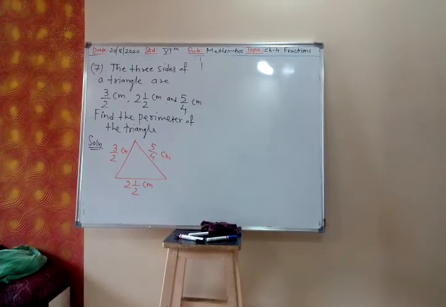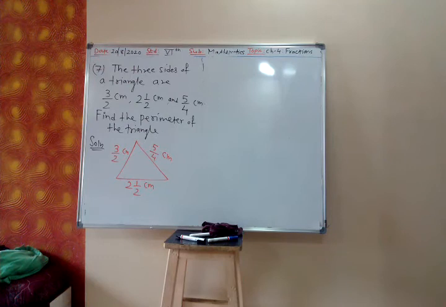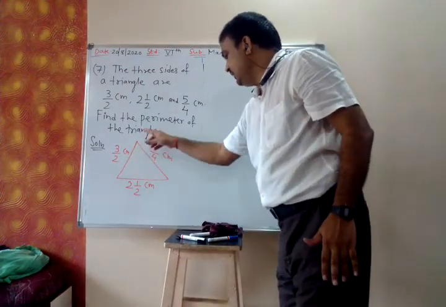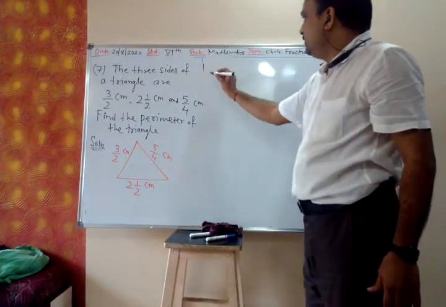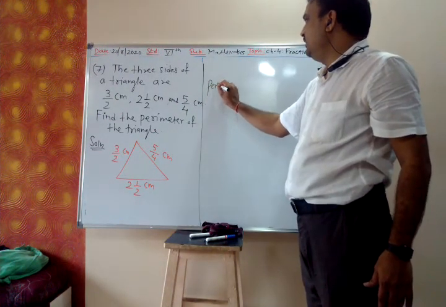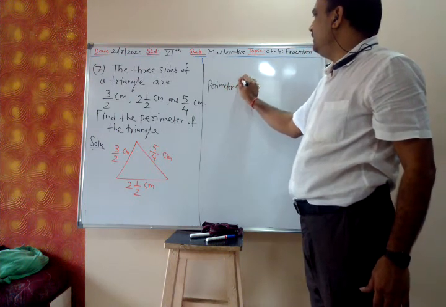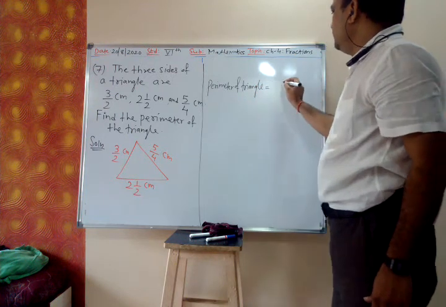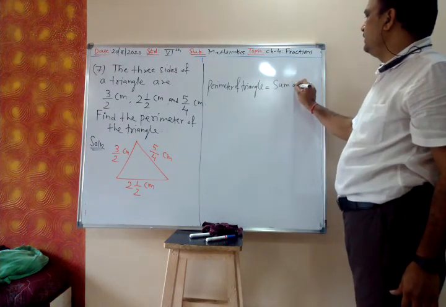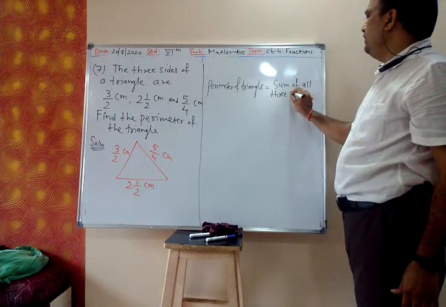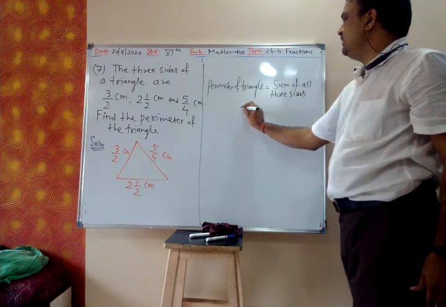Now right. Find perimeter. Perimeter is nothing but sum of all the three sides. So we write perimeter of triangle. Perimeter of triangle is equal to sum of all three sides.